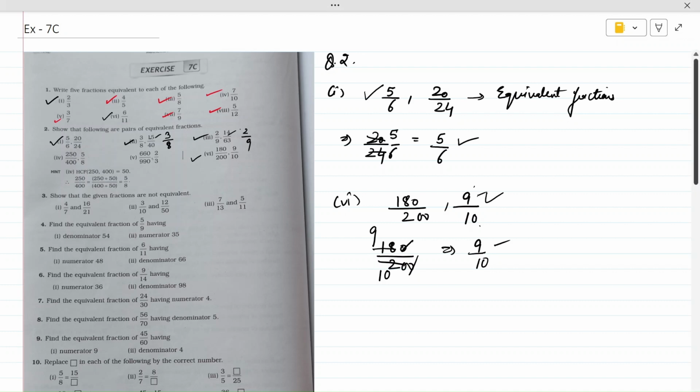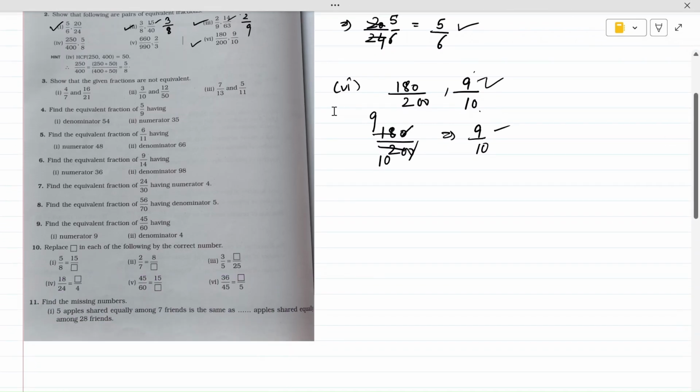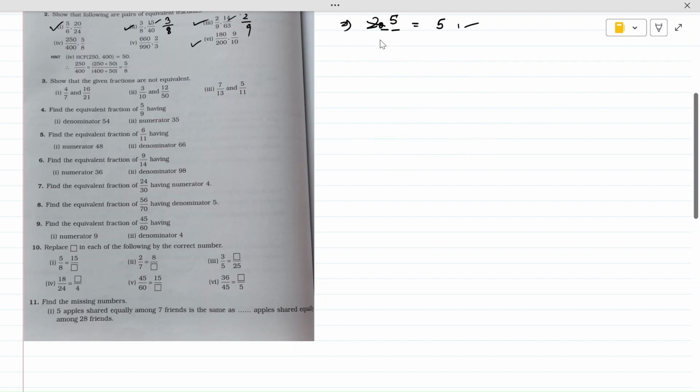Now coming to question number 3, it says, show that the given fractions are not equivalent. Now we have to see if the given fractions are equivalent or not. So let's pick the second part because it is very similar to what we have done before. So I'm picking 3 by 10 and 12 by 50. We know that 3 and 10 are in the simplest form and cannot be further simplified. This will be as is. So I am picking 12 by 50.